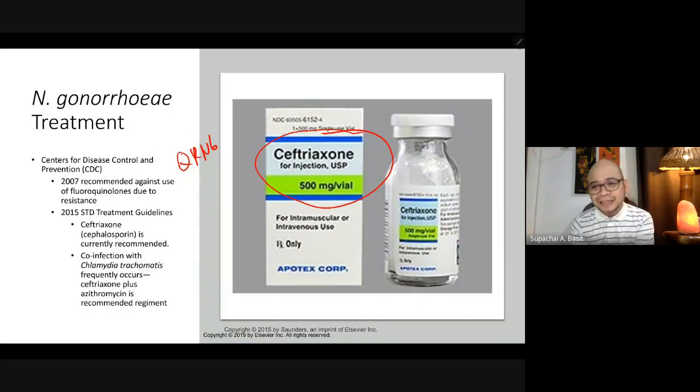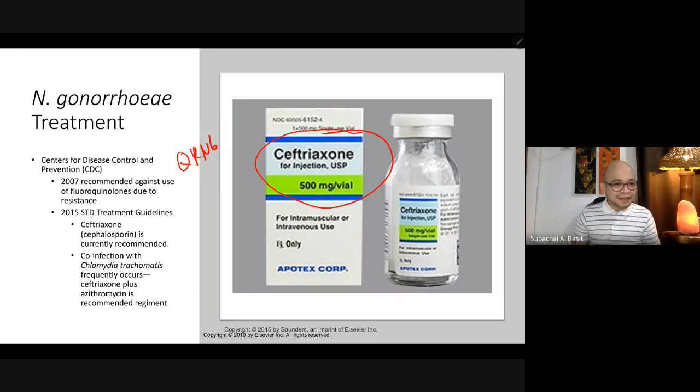So if you have gonorrhea in, let's say for example, the penis, in the urogenital tract, it will be injected near that area. So most probably in the buttocks. And it's so painful. Or sometimes it can also be given intramuscularly, but most of the time it is injected in the area near the site of infection.